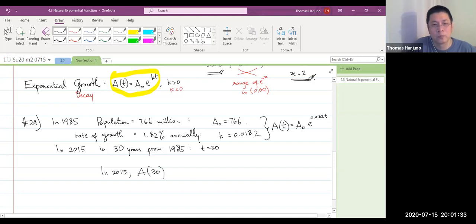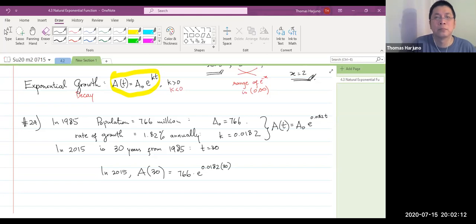So what happens 30 years later, A(30) in 2015, which is 30 years after 1985? That will be 766 million times e to the 0.0182 times 30. If we use a calculator, how do we punch that? Now, I assume you have a scientific calculator. The calculator I have here is not one, it's a graphing calculator. Let me show you how to use that, but you need to know how to use your scientific calculator.